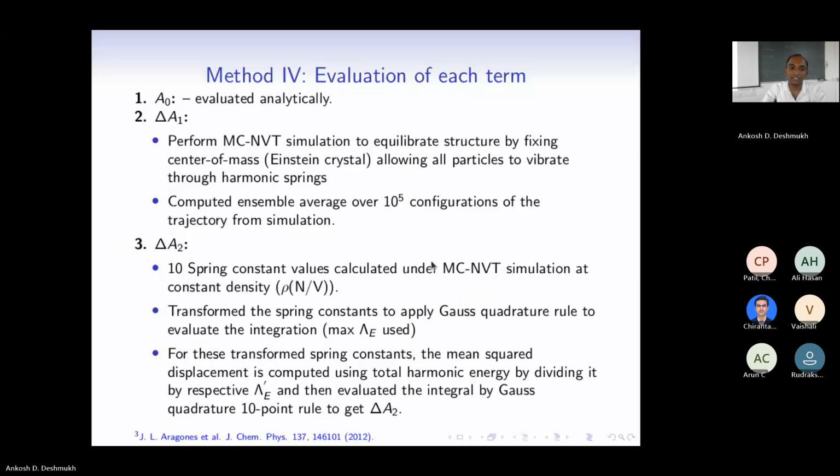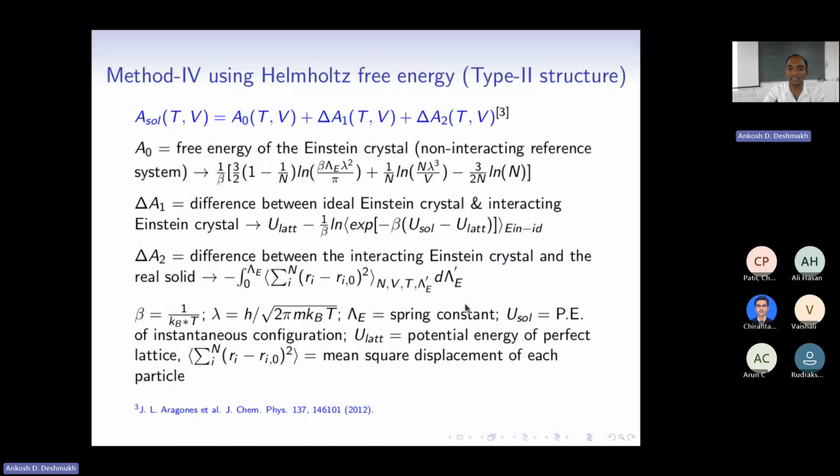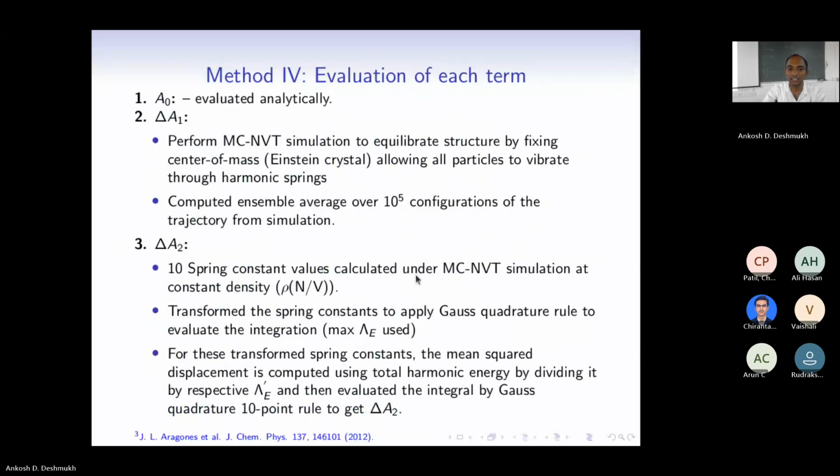The same ensemble I have used to calculate the delta A2 values also, at constant density. And to get that previous integration, I transform the calculated spring constants to apply the Gauss quadrature rule, because the Gauss quadrature rule gives better accuracy as compared to the trapezoidal or some other methods.